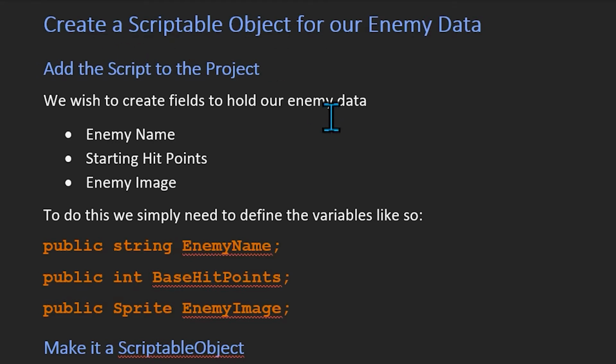But in this case, we're going to create a scriptable object, which we want to keep the enemy name, the starting hit points for that enemy, and the enemy image. So we're moving out of our enemy component the things that are part of an enemy definition, meaning the name of the enemy, the starting points of that enemy, and the enemy image, so that we can swap in any enemy profile we like.